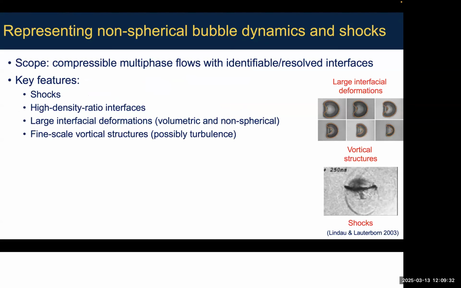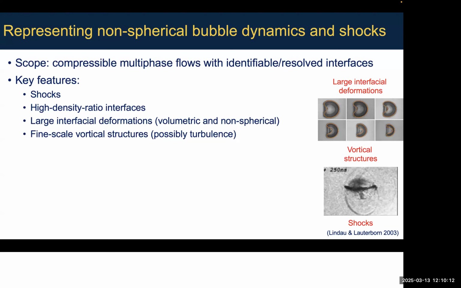And so the key features here that we want to make sure that we represent accurately include shock waves, and interfaces between fluids. Those interfaces may have very different densities and high density ratios, so 1,000 to 1, possibly even higher, depending on the application. There can be large interfacial deformations, meaning departures from sphericity, but also large volumetric changes that can pose challenges from a numerical standpoint to resolve results. And then also, in a number of these flows, fine-scale vortical structures.